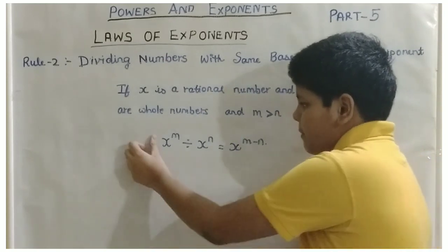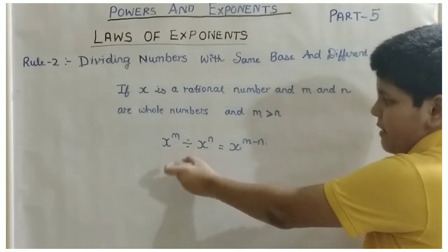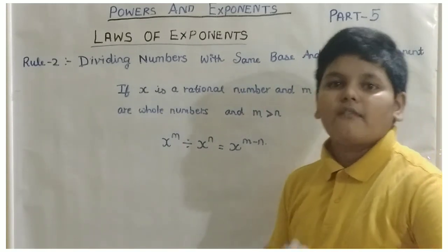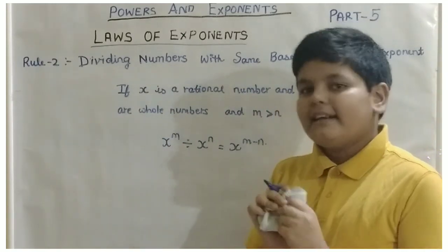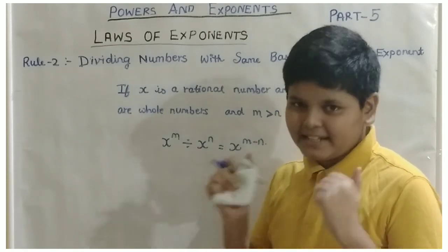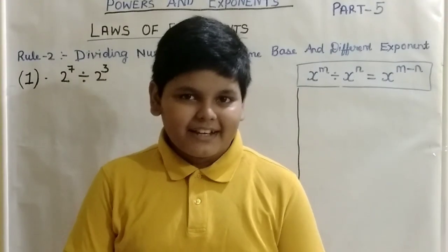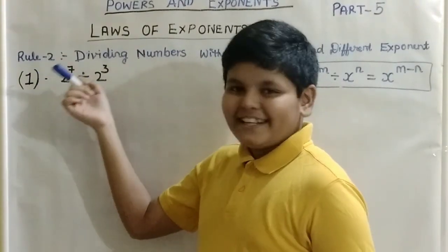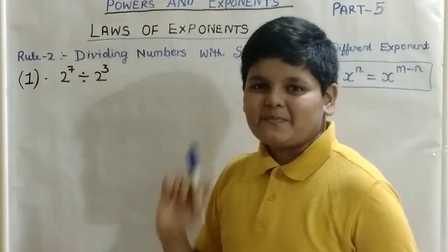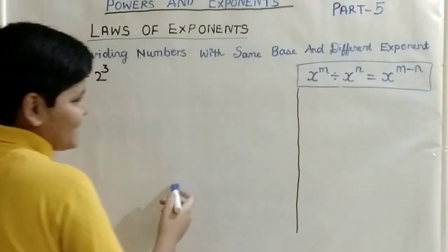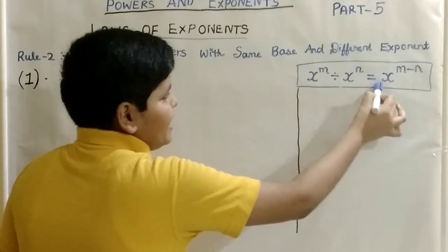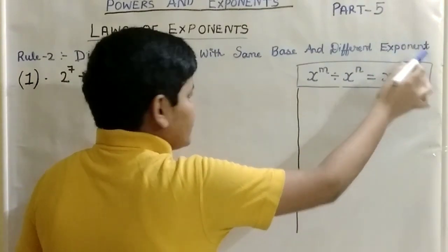Let us take this formula, that is x to the power of m divided by x to the power of n is equal to x to the power of m minus n, in our mind, and let us do some examples of this. So here we have 2 to the power of 7 divided by 2 to the power of 3. And we have our formula x to the power of m divided by x to the power of n is equal to x to the power of m minus n.